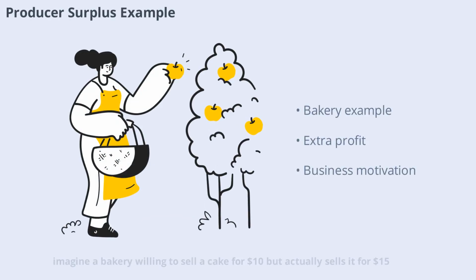Now imagine a bakery willing to sell a cake for $10 but actually sells it for $15. The $5 difference is the producer surplus. If the bakery sells 100 cakes, the total producer surplus is $500. This extra profit encourages the bakery to keep baking and possibly expand. Producer surplus is a powerful motivator for businesses to innovate and compete.